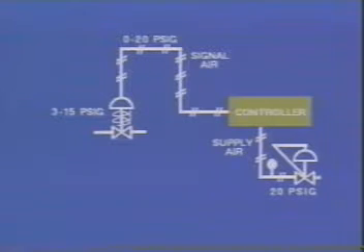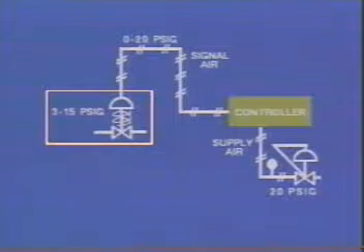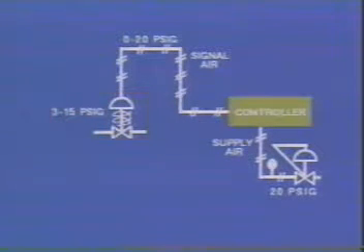We'll start by looking at a control valve without a valve positioner. This valve receives a 0 to 20-pound air signal from the controller. The air signal is opposed by a spring that has a range of 3 to 15 pounds. Thus, valve position is directly controlled by the output of the controller.